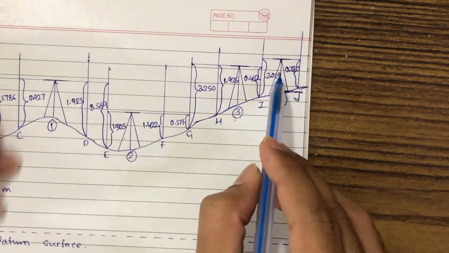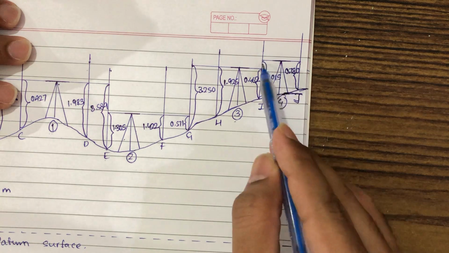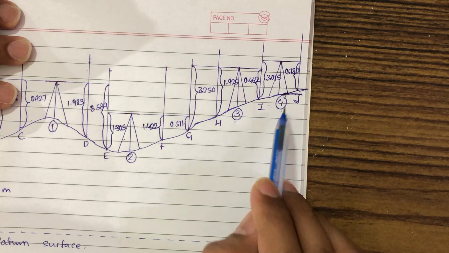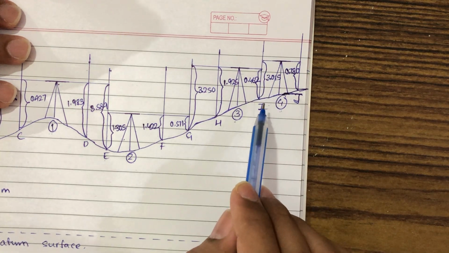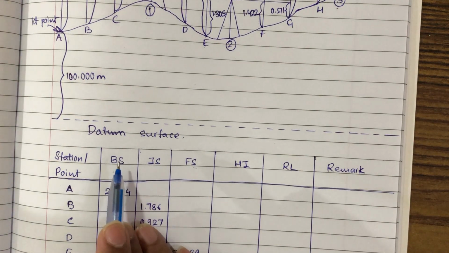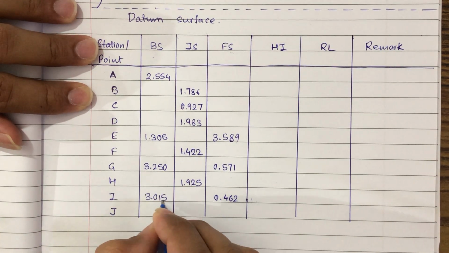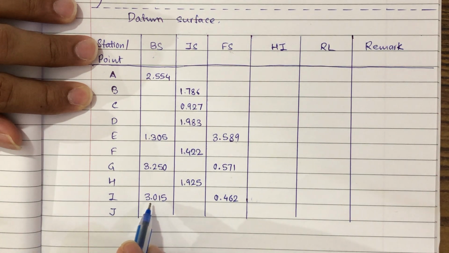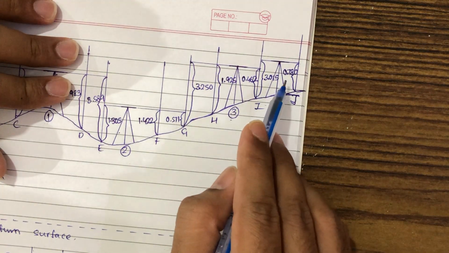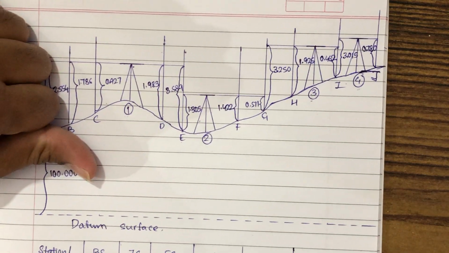Fine. And at position I, the leveling staff when it was held at I, 0.462 as well as 3.015 means at the point 4, when the leveling staff was at point 4, the first reading taken was 3.015. So this 3.015 will be written under the backside column, and it will coincide with I, as well as this foresight reading. And this is 0.780, which means this is the last reading, after which the leveling operation ended.